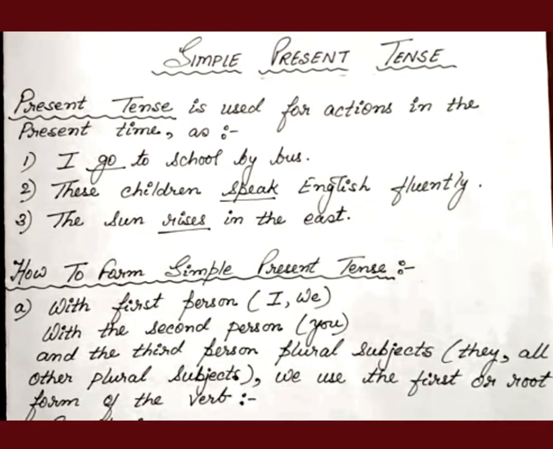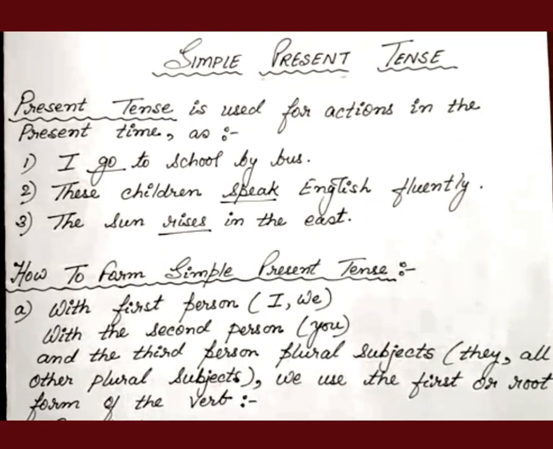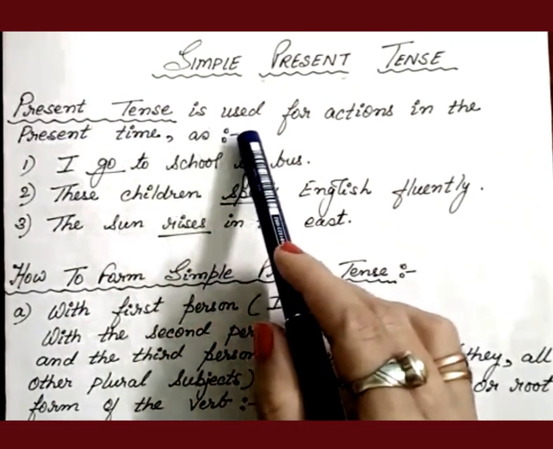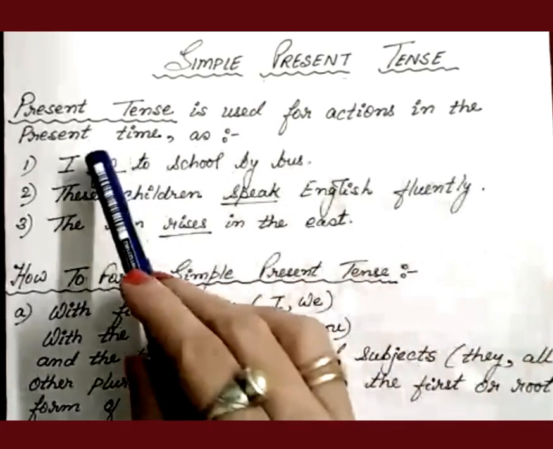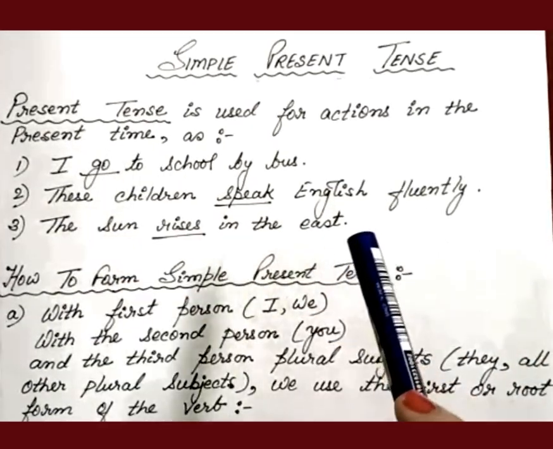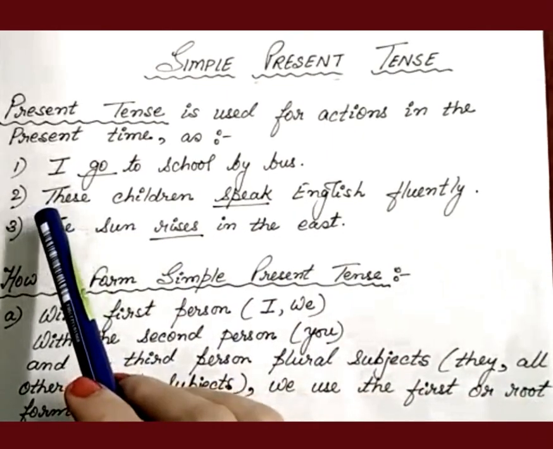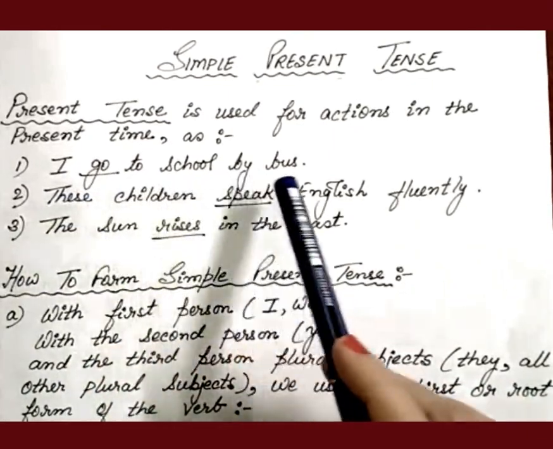Now we will discuss simple present tense. Present tense or simple present tense is used for actions in the present time. Here, the time now is being referred to. Let's see the examples. I go to school by bus.